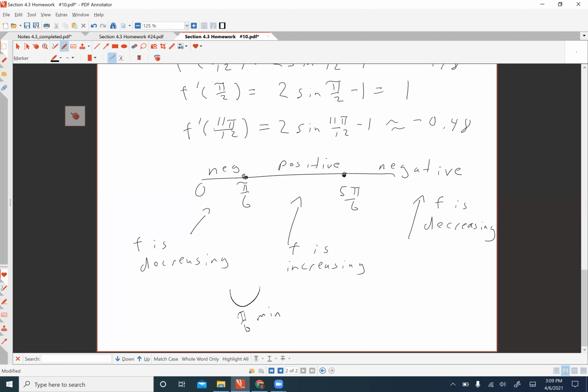And then at 5 pi over 6, you're going from positive, and then it starts going down. So 5 pi over 6 would be a maximum, and that's the first derivative test. I think it's more than what the question is really asking. Let's go back and see what the question is asking.